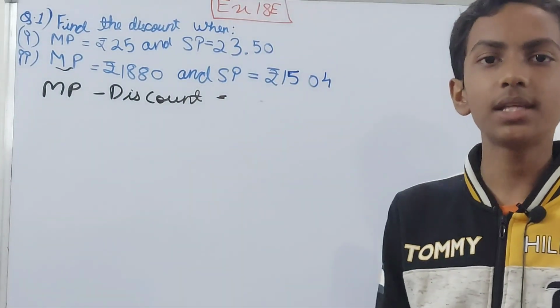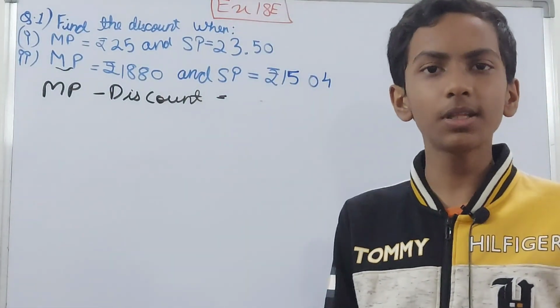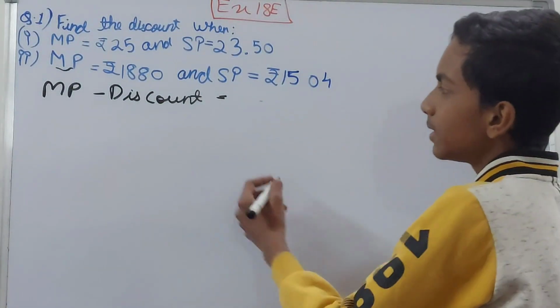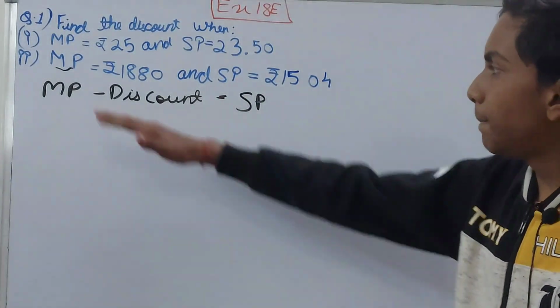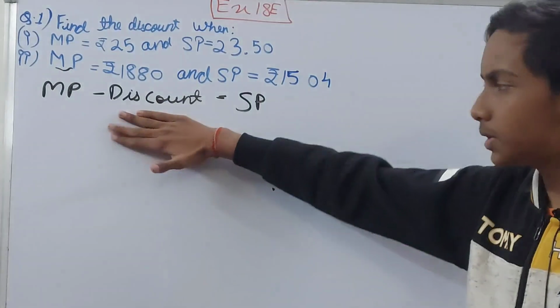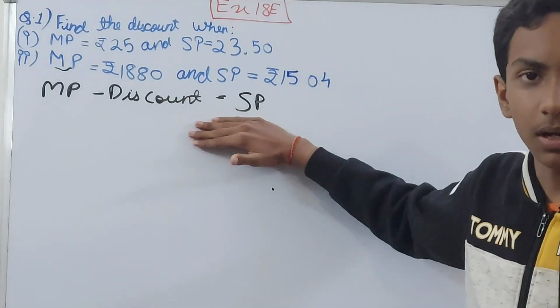Now what is the selling price here? Selling price is the price that you pay to the shopkeeper after the discount has been reduced. Okay, so MP minus the discount will always be the selling price, SP, right? MP is the marked price, discount is the amount that is being cut off, reduced. And SP is the price that you pay after the discount has been cut off, right?